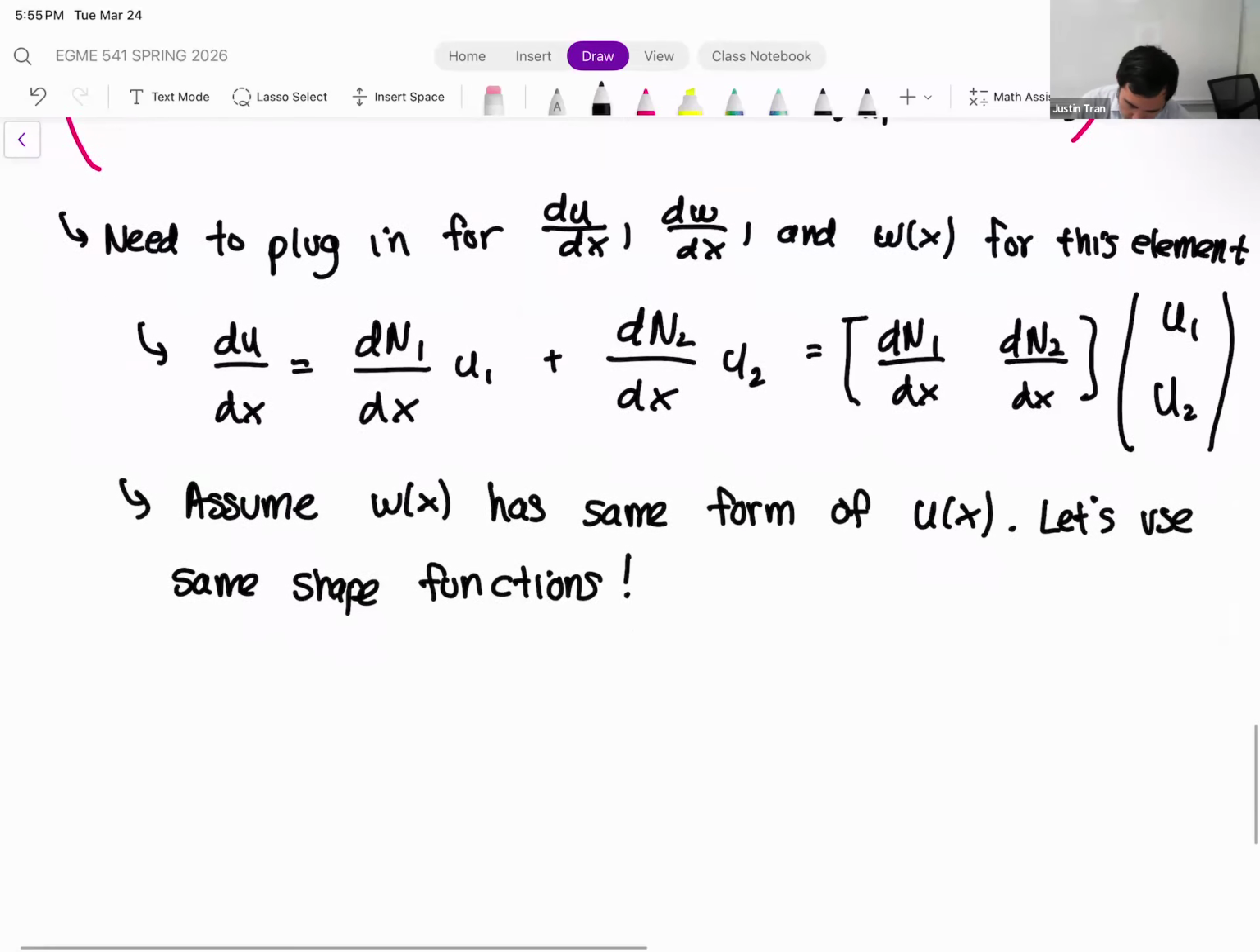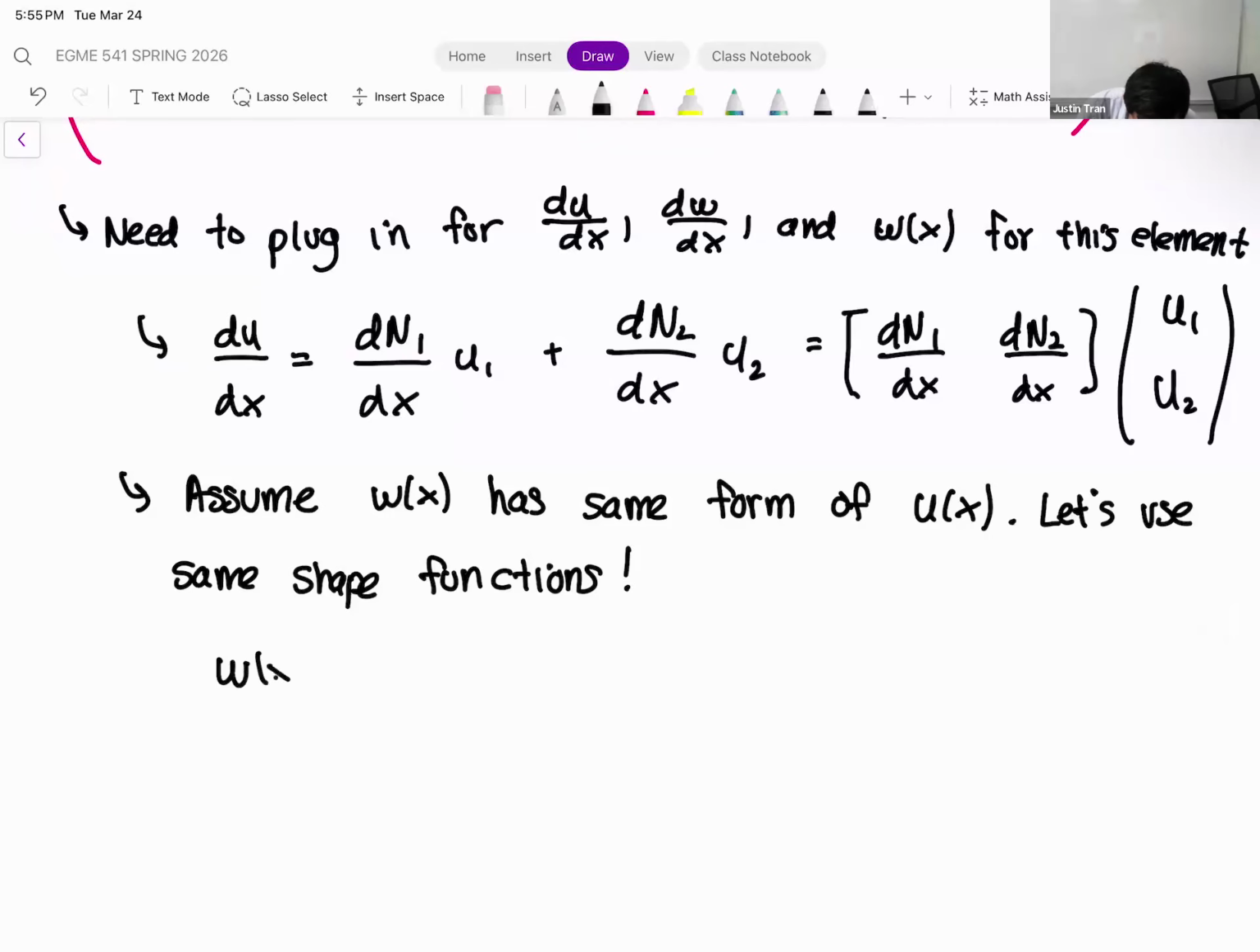Okay. All right, so that means w of x is going to be equal to N1 of x times w1 plus N2 of x times w2, okay? Where w1, w2 here are the nodal values for our weighting function. In the end, we're not going to care about them. If you think back to our weak form example that we did last Thursday, ultimately we didn't care what w1, w2 were, but we do need them for our solution, so we do need to put a placeholder there, essentially.